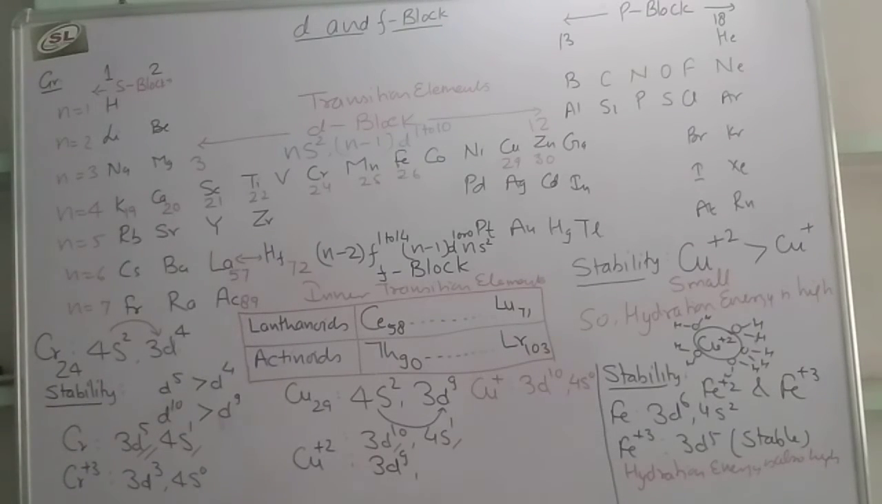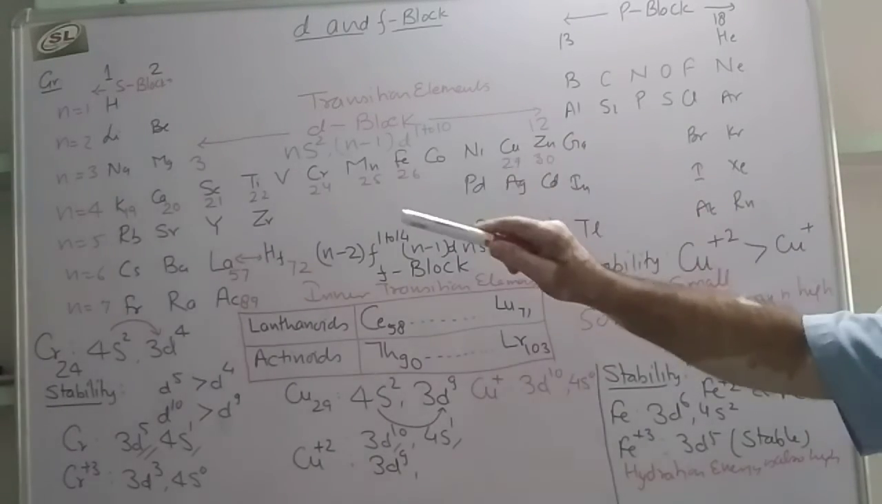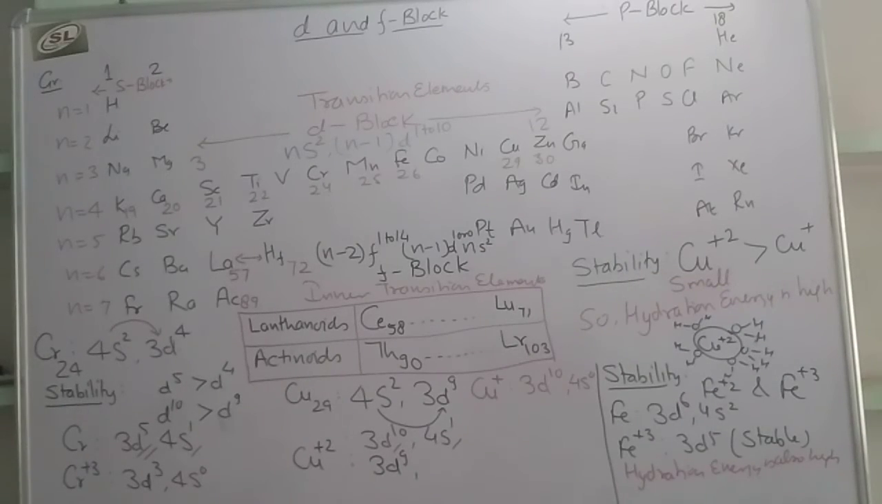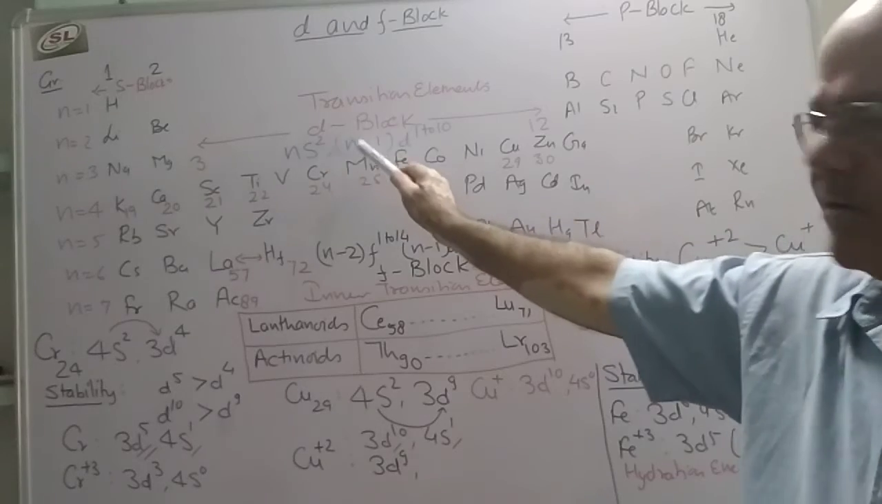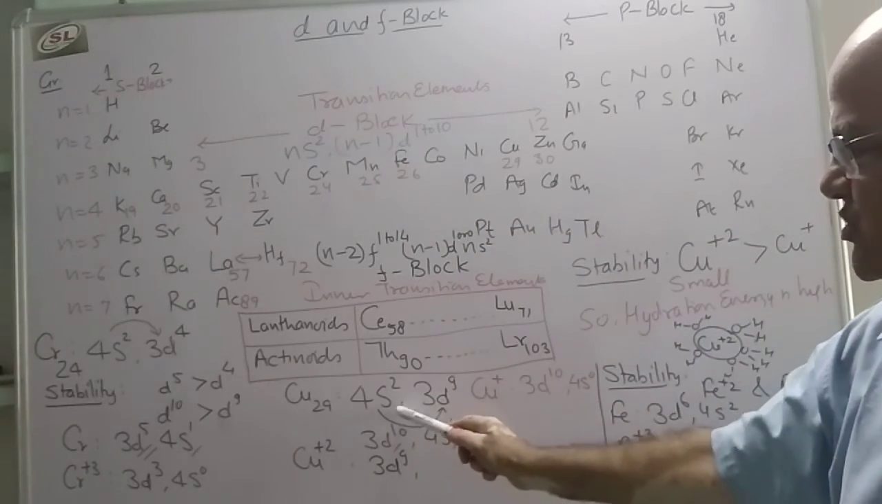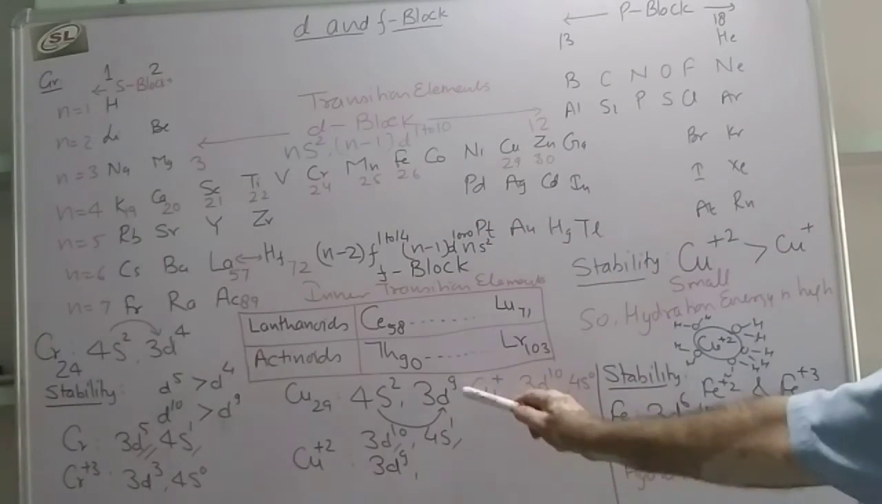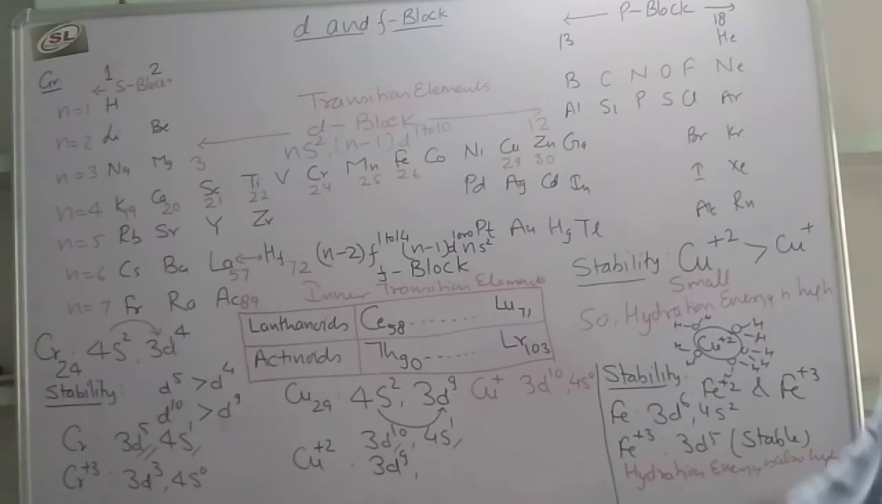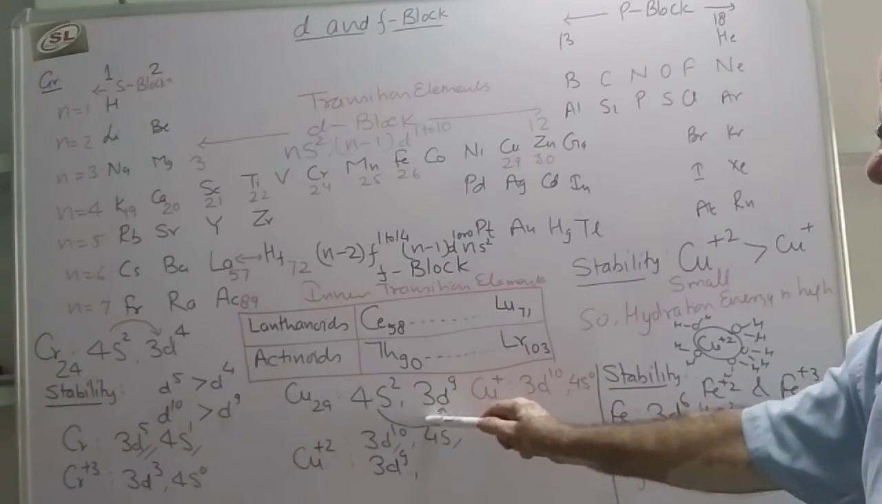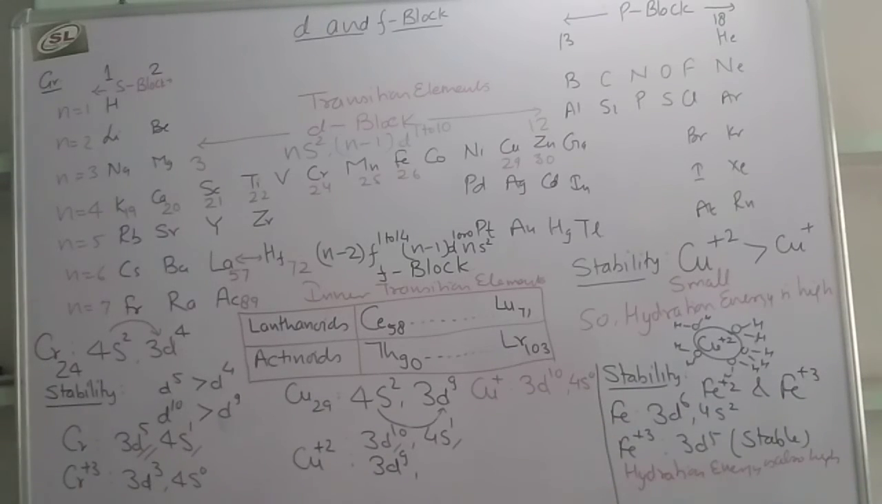If we want to write the electronic configuration of copper, copper is the 9th element in the D block. So we will put the value 4 again. It will be 4s2 3d9. As d10 is more stable, one electron of 4s will move to the 3d. It will become 3d10 4s1.